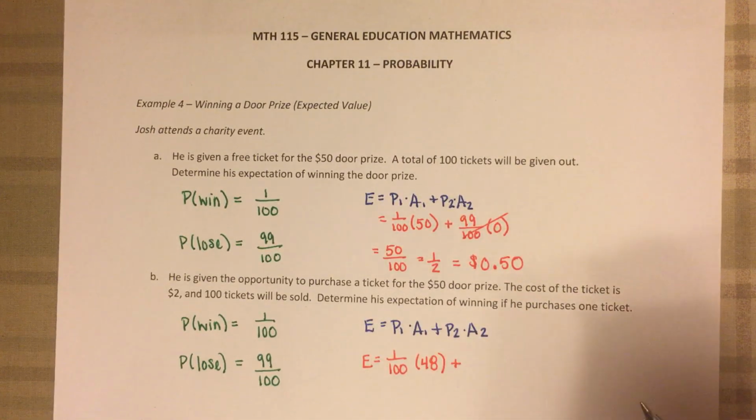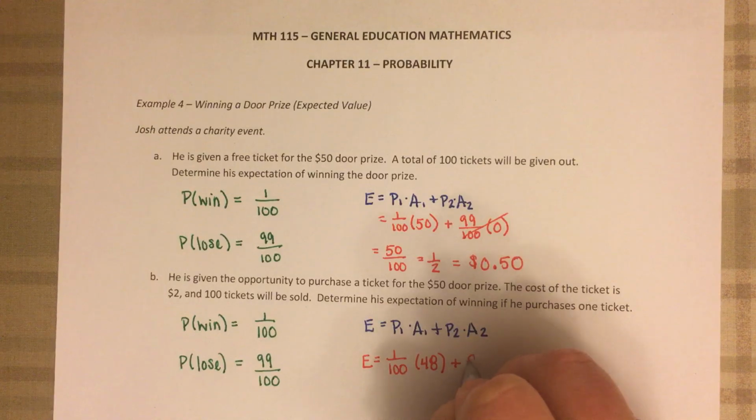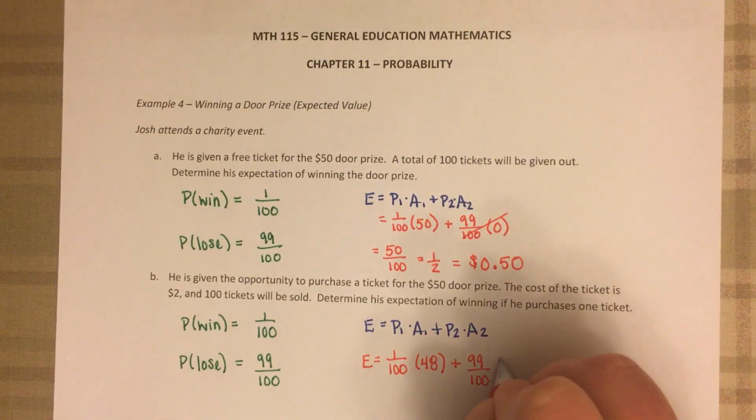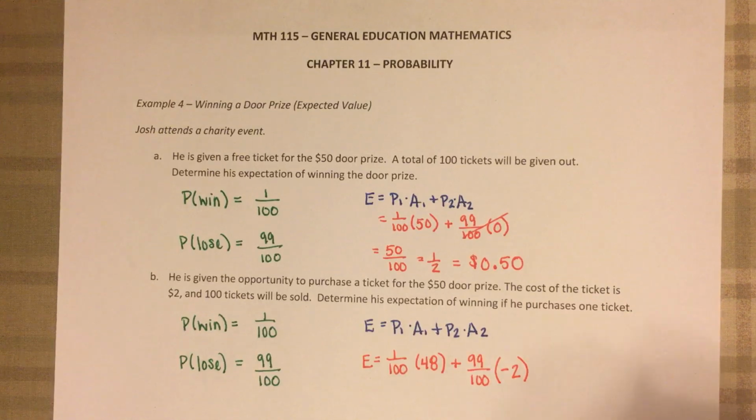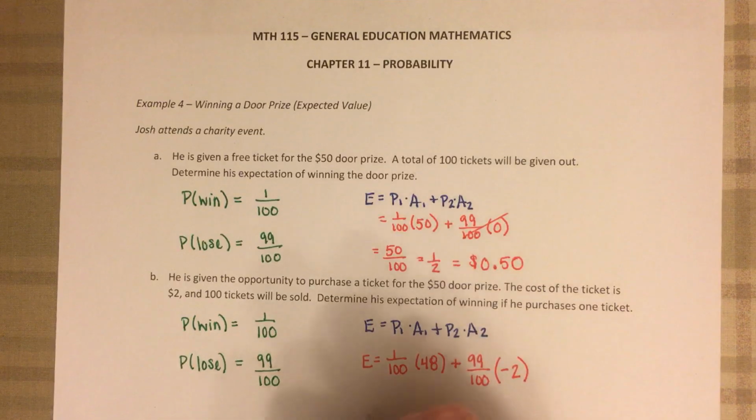Right. Josh's probability of losing is still 99 out of 100. And this time, if he loses, since he spent the $2, he actually is losing $2. So we're going to have a -2. Because he actually had to buy the ticket this time, he doesn't win the full 50, he wins the 48, he wins the difference. If he loses, he's out the $2 that he spent on the ticket.